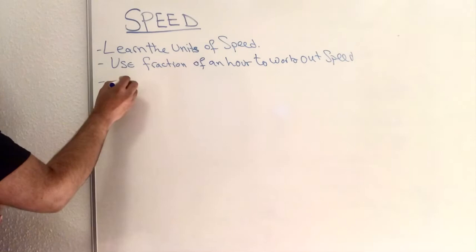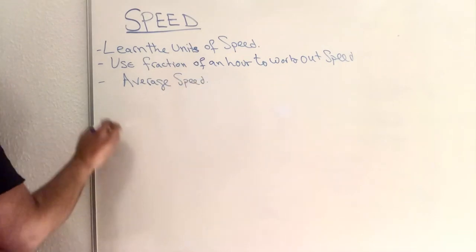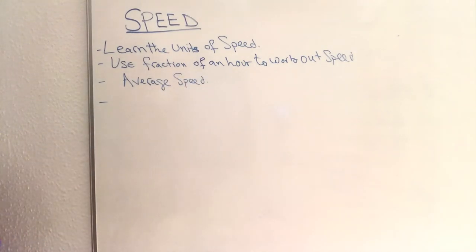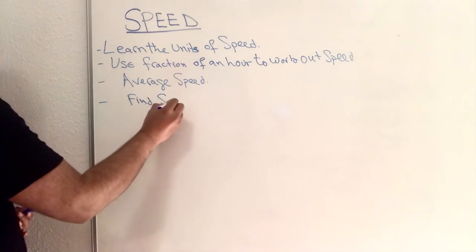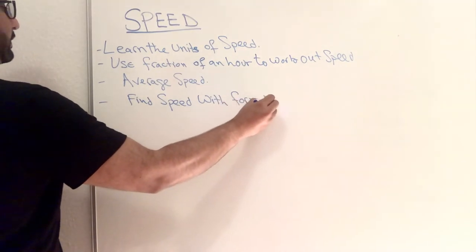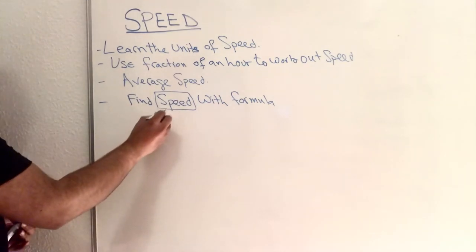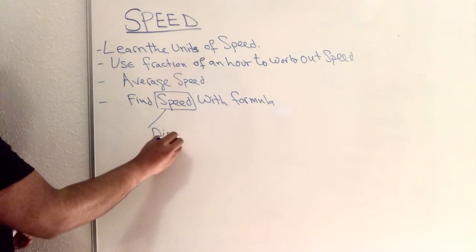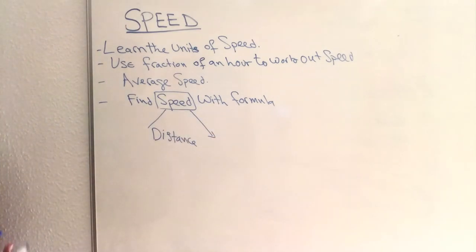And the third one is we need to find out average speed, and then find out a speed with the formula. When we are finding speed with the formula, sometimes they say find out a distance, and sometimes they say find out how many miles they have covered in a time limit.